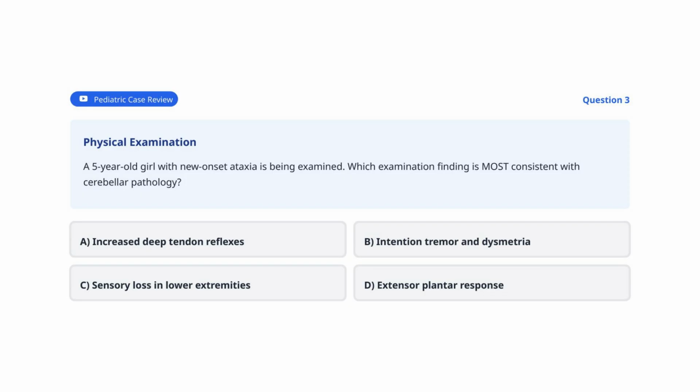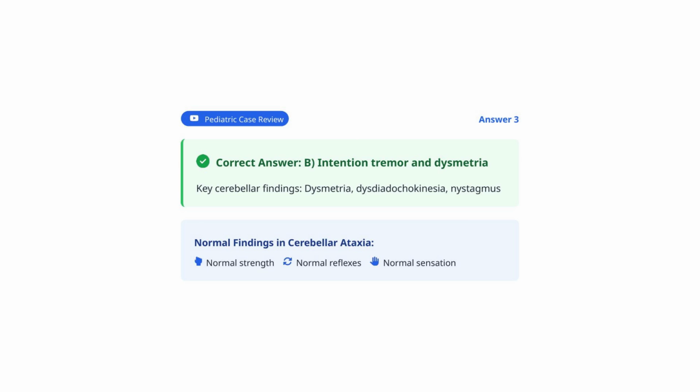A 5-year-old girl with new-onset ataxia is being examined. Which examination finding is most consistent with cerebellar pathology? Is it A. Increased deep tendon reflexes, B. Intention tremor and dysmetria, C. Sensory loss in lower extremities, or D. Extensor plantar response? The correct answer is B.